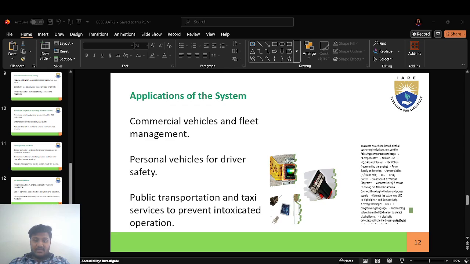Personal vehicles for driver safety. These systems can be used in private cars to stop the driver from starting the vehicle if alcohol is detected, helping them avoid accidents. Public transportation and taxi services to prevent intoxicated operation. Buses, taxis, autos, and ride-sharing vehicles can use alcohol sensors to ensure drivers are sober before carrying passengers.